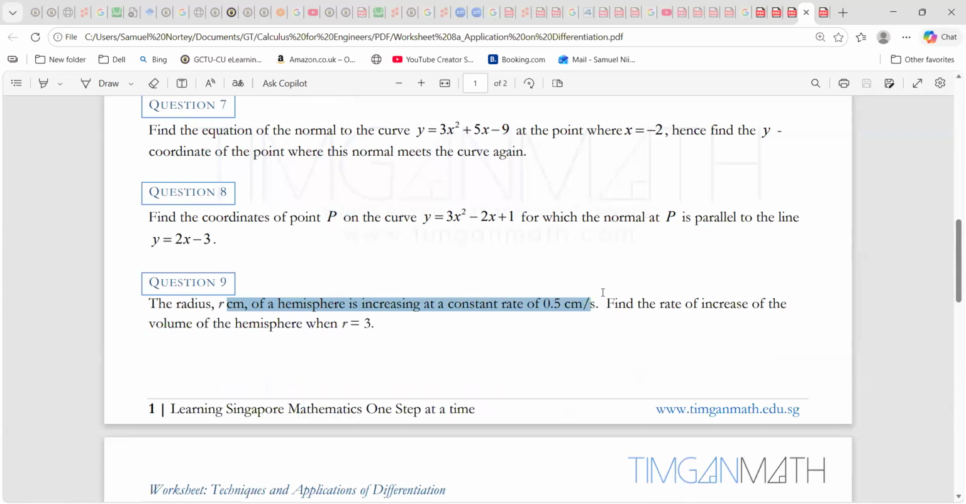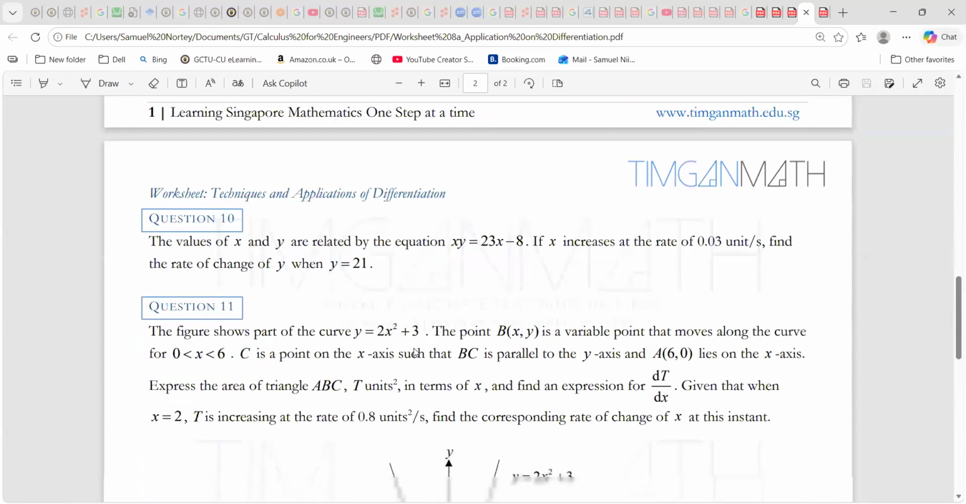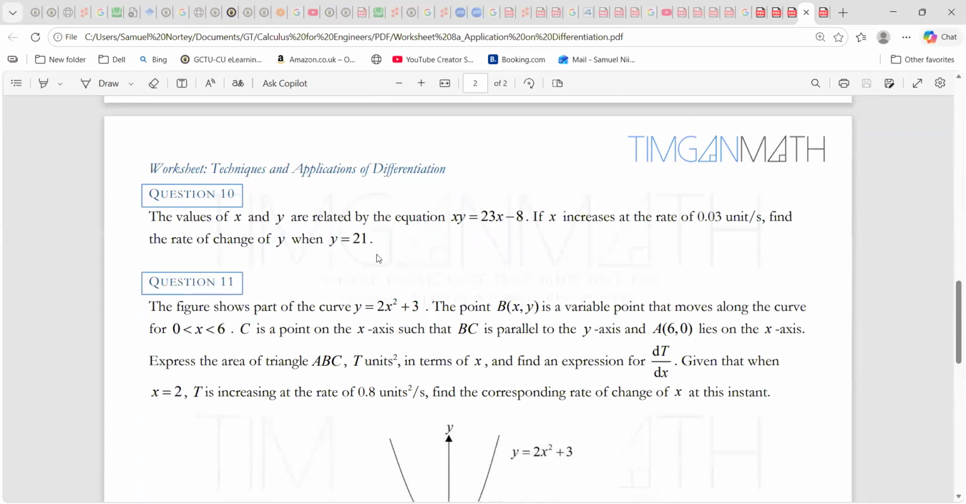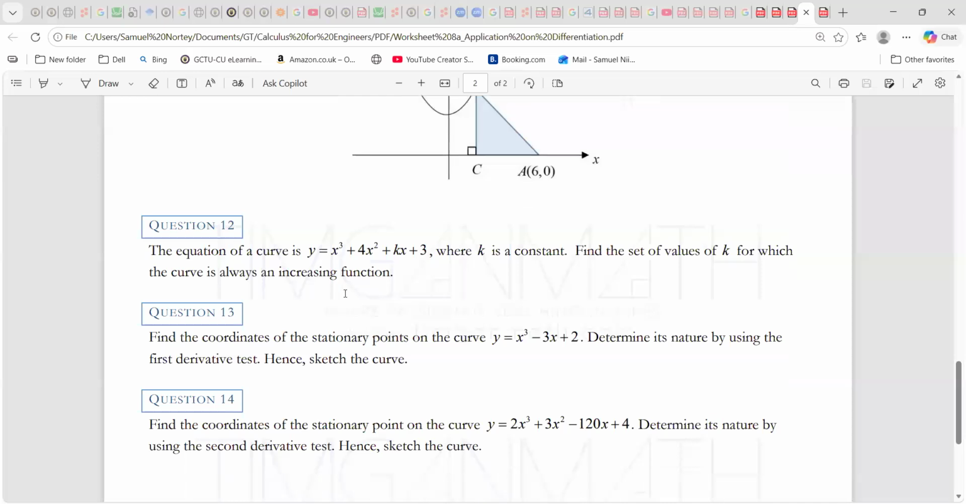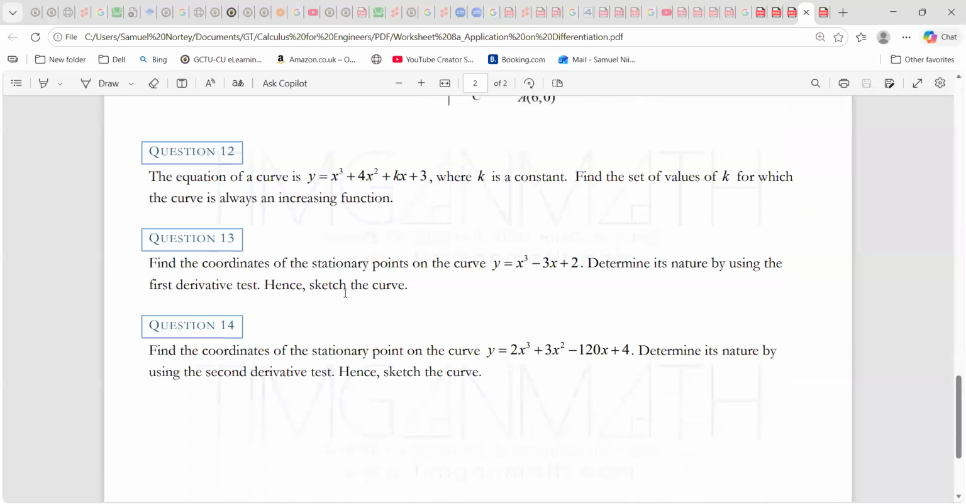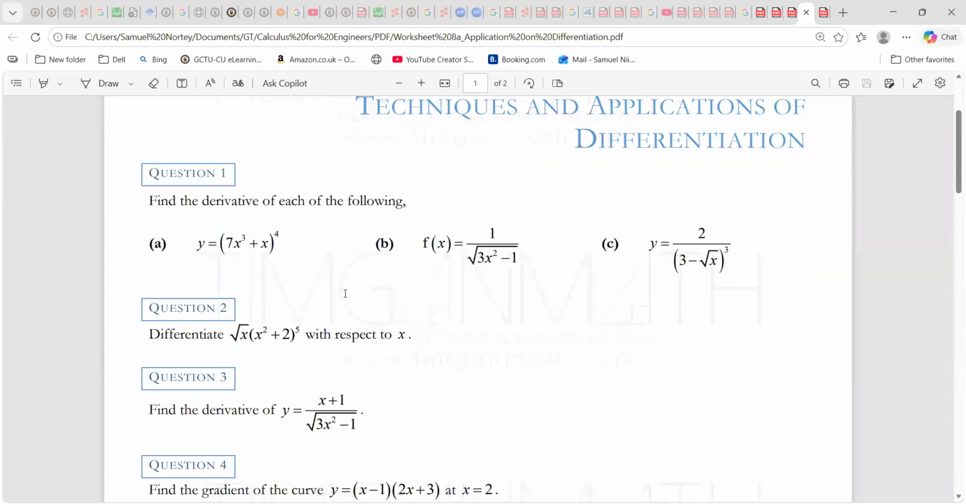Of a hemisphere, and they're giving you this. So you must actually be able to have a relationship involving the radius and the equation, and on and on and on. So all the things we've done today, we have questions here to help you to be able to understand or go through them.